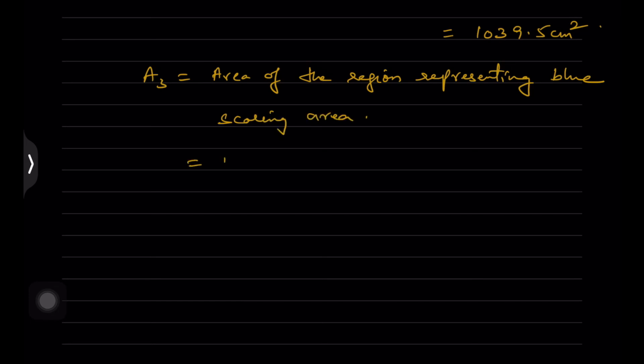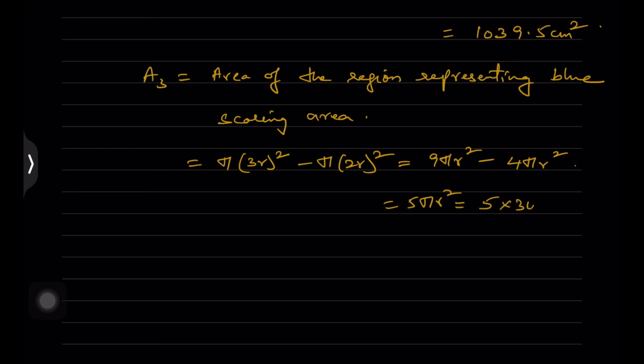So that is equal to pi r square. Here r is nothing but 3r whole square minus pi 2r whole square. You are subtracting the whole of red from this, so which is equal to 9 pi r square minus 4 pi r square, which is equal to 5 pi r square, which is equal to 5 into 346.5 centimeter square, which is equal to 1732.5 centimeter square.